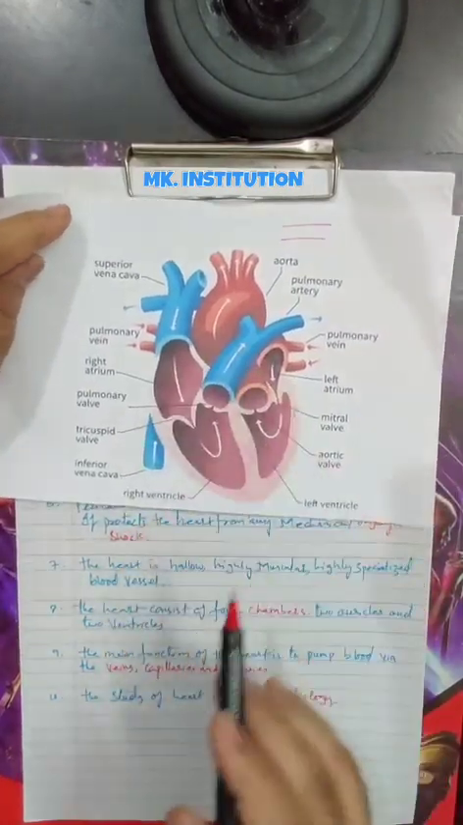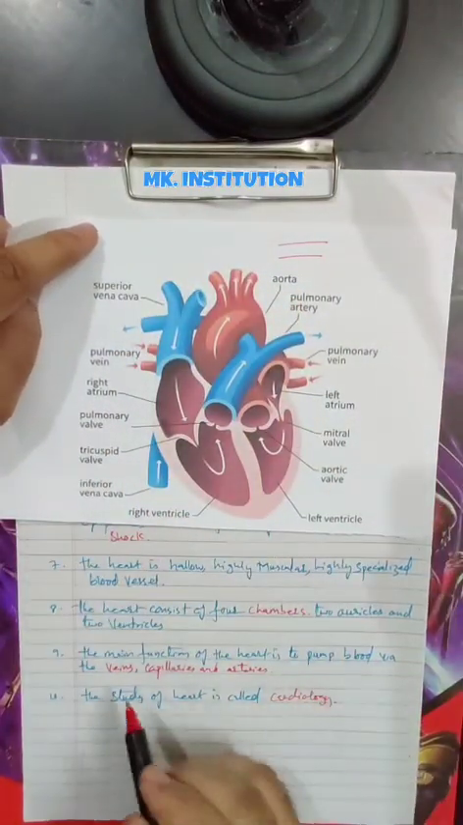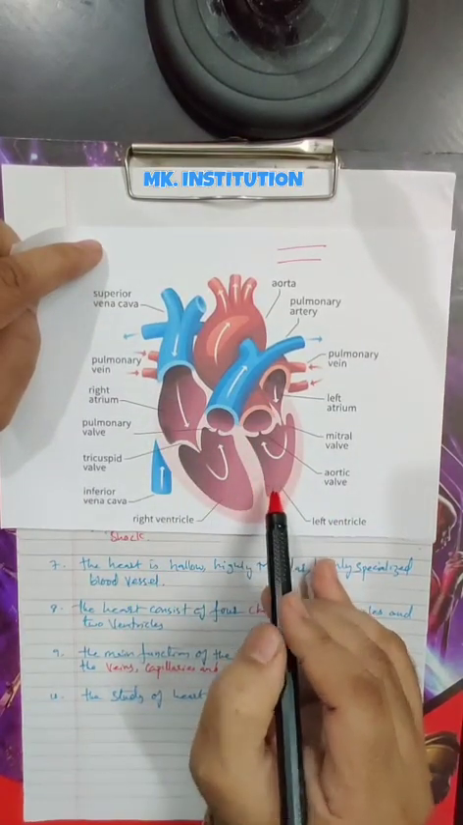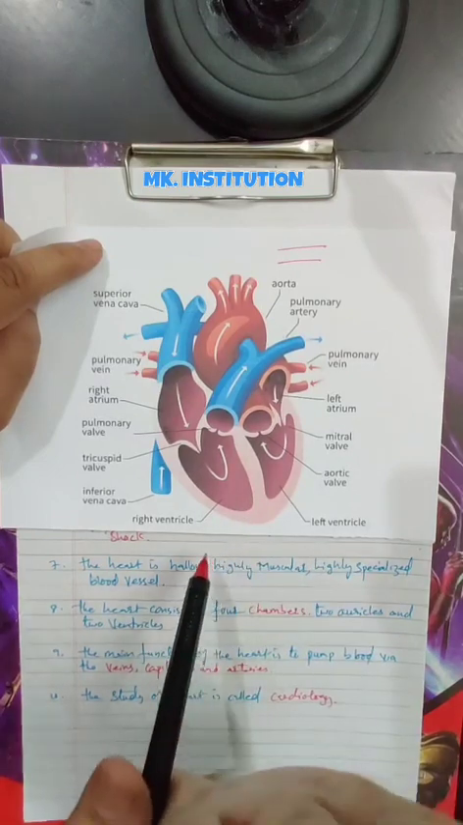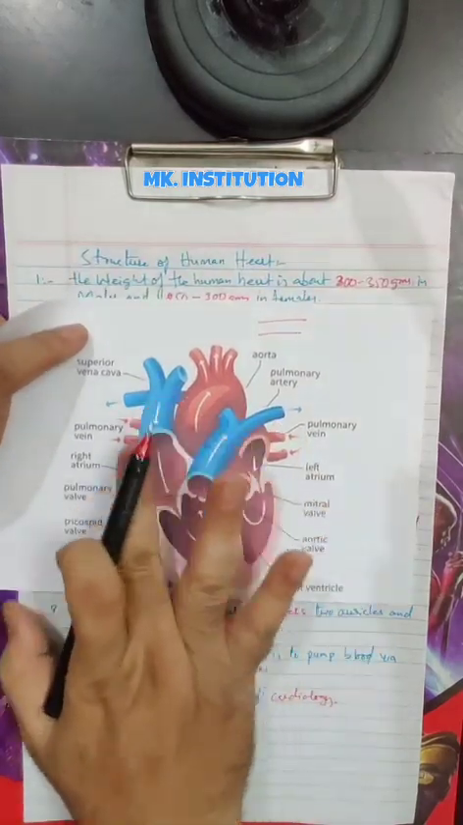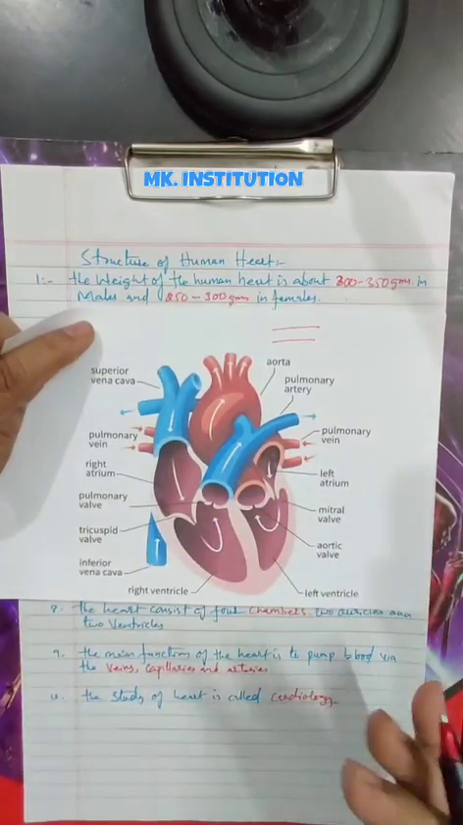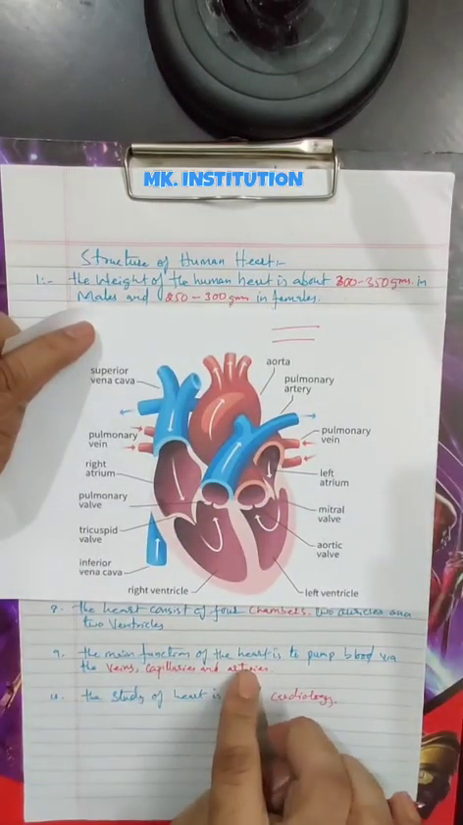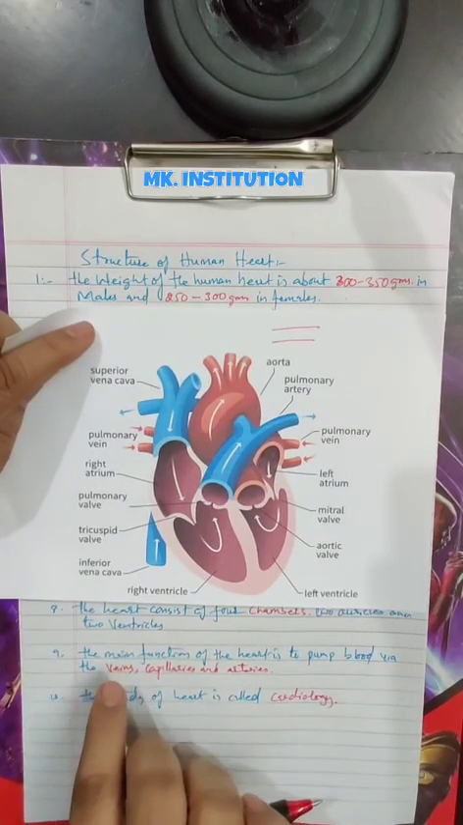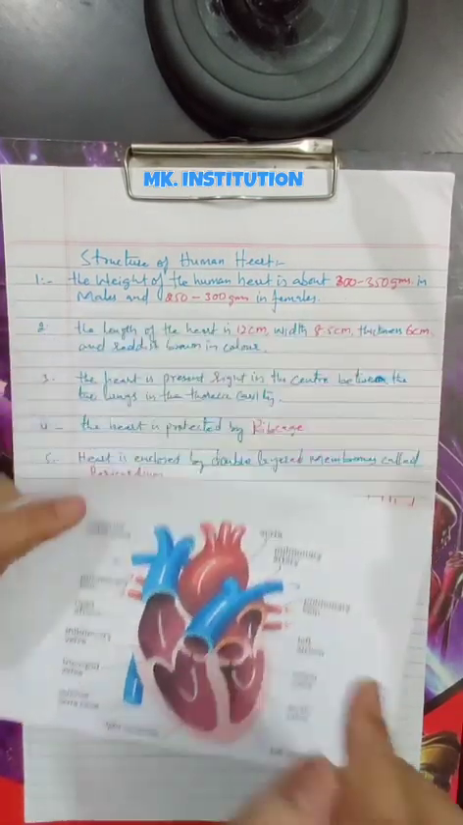Clear? Then heart is a highly muscular blood vessel. Heart consists of 4 chambers, 2 auricles, 2 ventricles. Human heart is a fully complete 4 chamber heart. And the main function of our heart is to pump the blood to various parts of the body via veins, capillaries and arteries. In arteries, always the oxygenated blood will be there, and in veins always deoxygenated blood. Then study of heart is called cardiology. Clear?